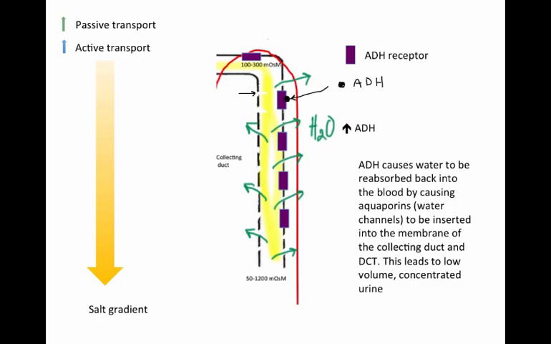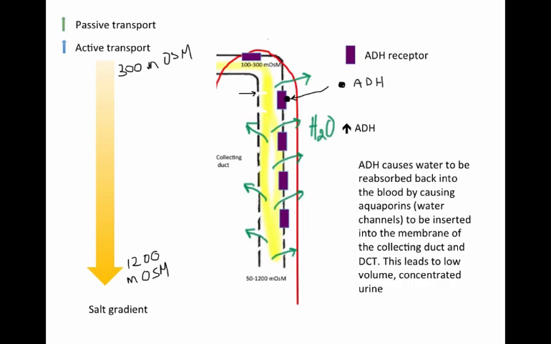Remember, ADH is not a steroid, it's binding with a membrane-bound receptor. When those water channels are inserted into the membrane and also into the part of the distal tubule as well, the membrane now becomes very permeable to water. And because, if you recall, our salt gradient, starting from 300 milliosmolar in the cortex to 1200 milliosmolar in the middle of the medulla, that salt gradient is still there, and this collecting duct is moving down through that salt gradient, then water, of course, is able to leave.